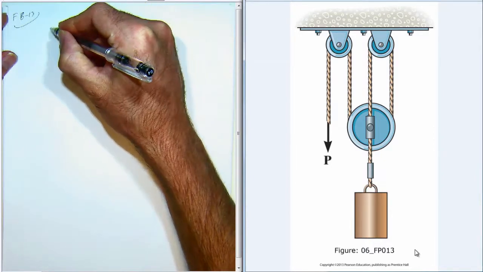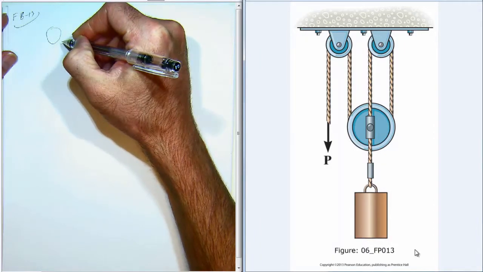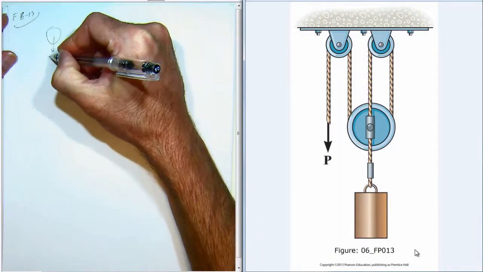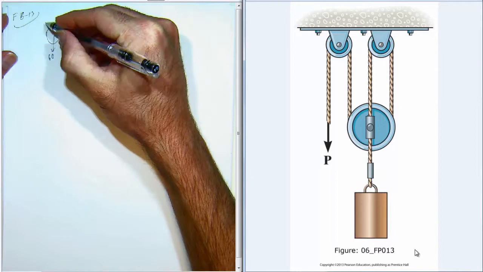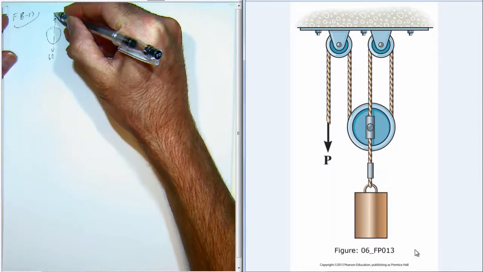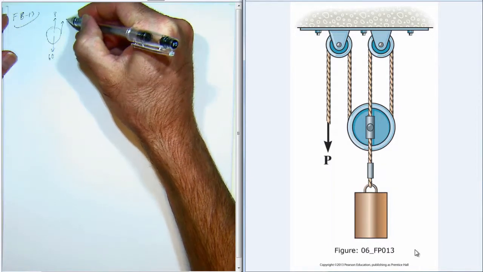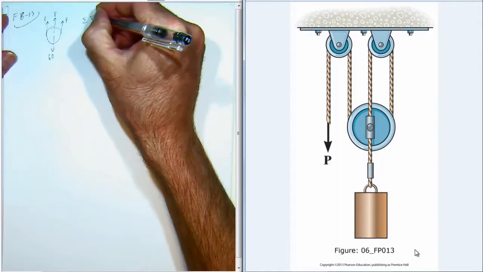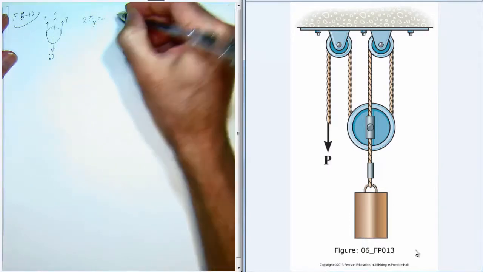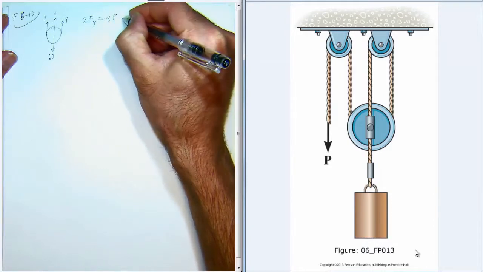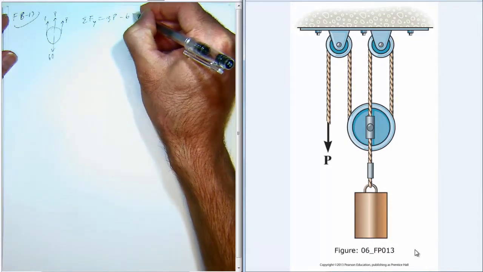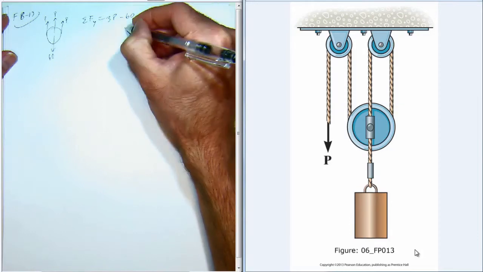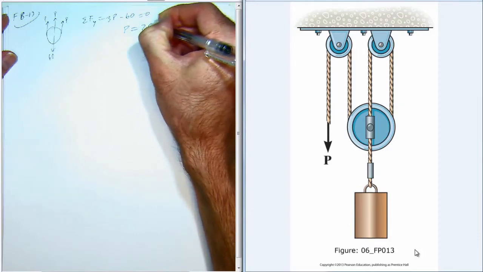So we'll just draw the free body diagram of that largest wheel. We've got 60 pounds from the weight, and then we have P acting up at the middle, P on the right, and P on the left. And so we just look at the force balance in the y direction. So you have 3 times P acting up, and then negative 60 acting down. That gives us that the tension P is 20 pounds.